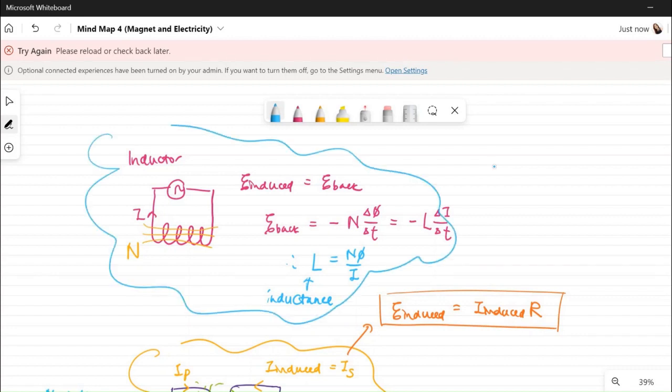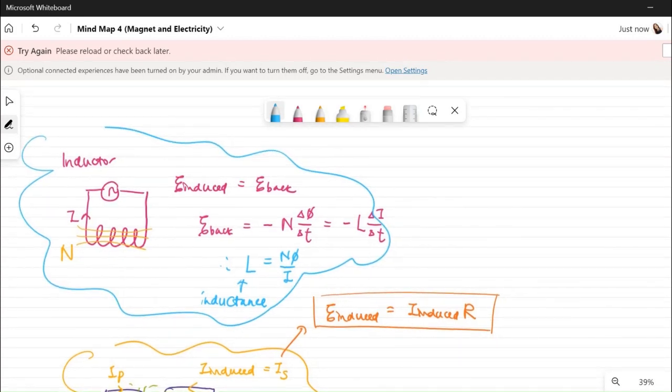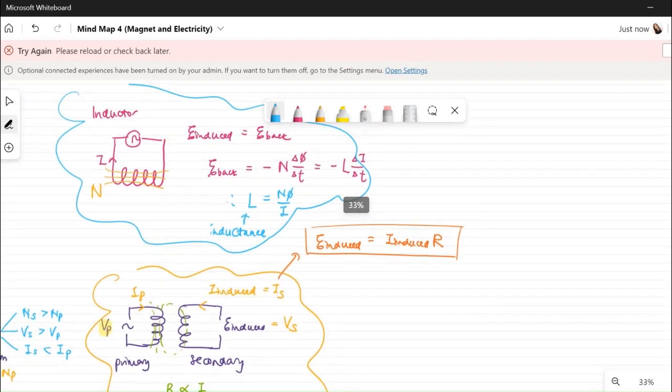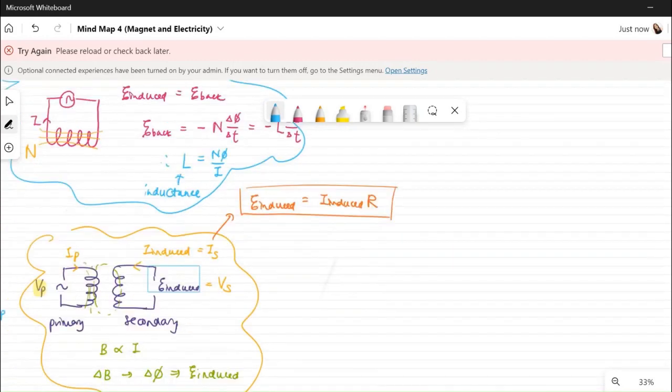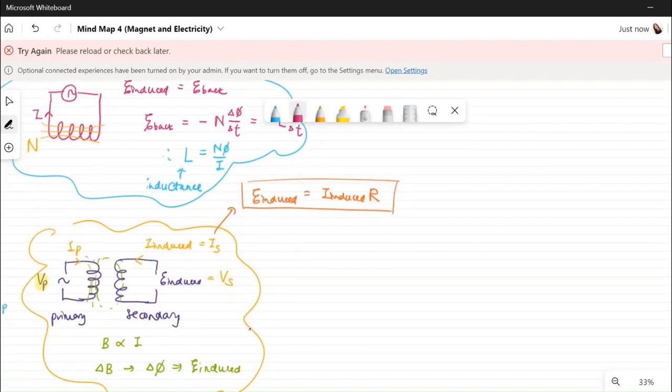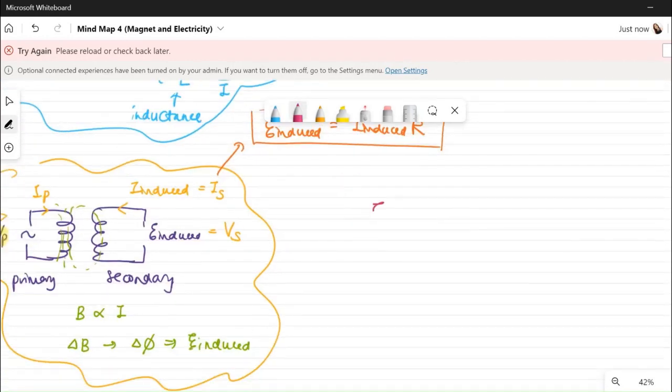Okay, this is the inductor. And do we have a relation to get the mutual inductance? Yes, for example, a transformer consists of a mutual inductance. So let's look at the mutual inductance now. Since the E induced in the secondary coil is due to the change of flux in the first coil, therefore E induced in the secondary coil is equal to negative the rate of change of flux, which is also equal to negative M delta I1 over delta T, right?